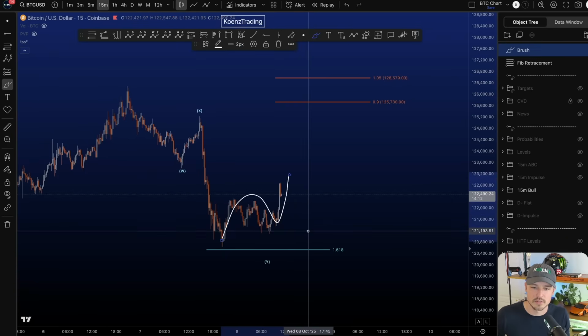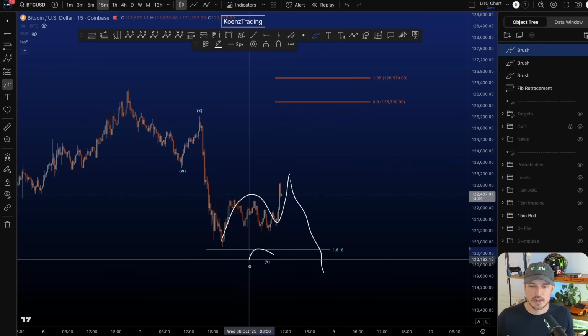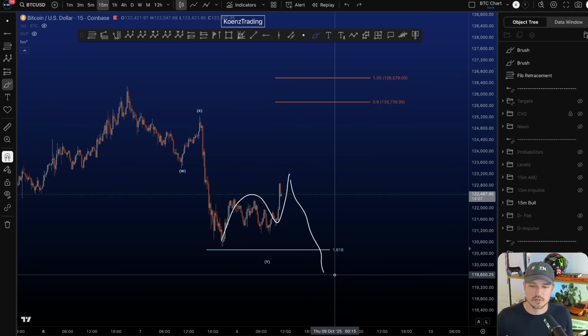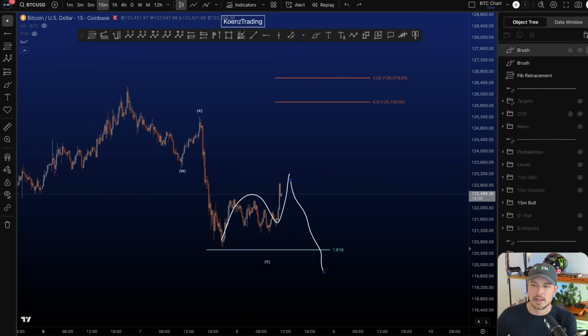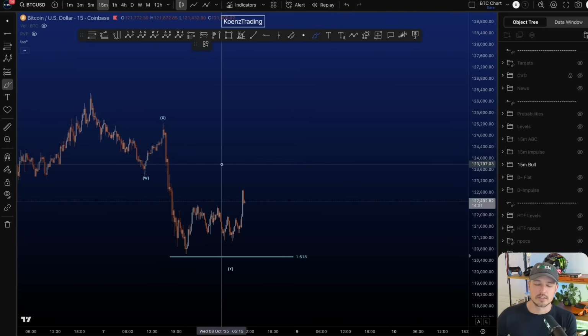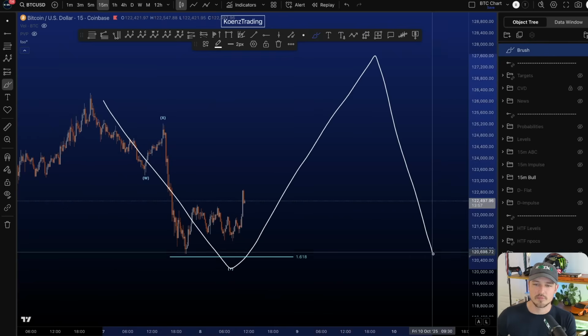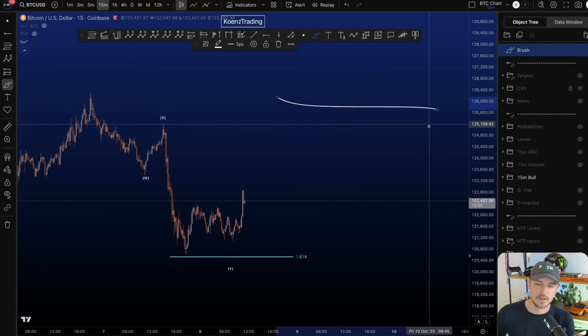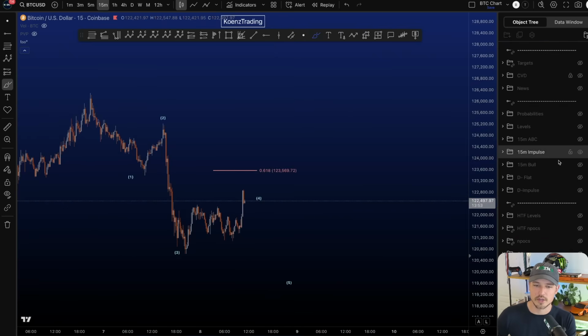If this turns into a zigzag over here and price comes back down for potential Y, you will take it to the next low. That is because a WXY can only be a sub-degree count of a bigger flat, and then a wave A, wave B, wave C, and the minimum target for a flat is the 0.9 Fibonacci.